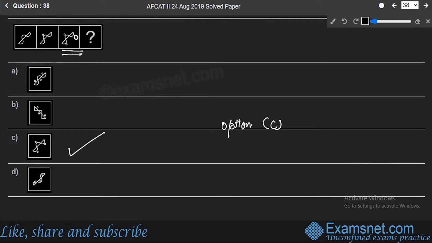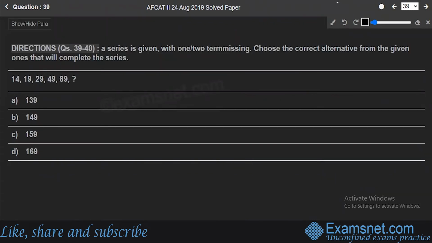So option C is the correct answer to the question. Hope this is clear. Let's move to the next question. Question number 39 and 40, they are having the same rule. A series is given with one, two terms missing. Choose the correct alternative from the given ones that will complete the series.